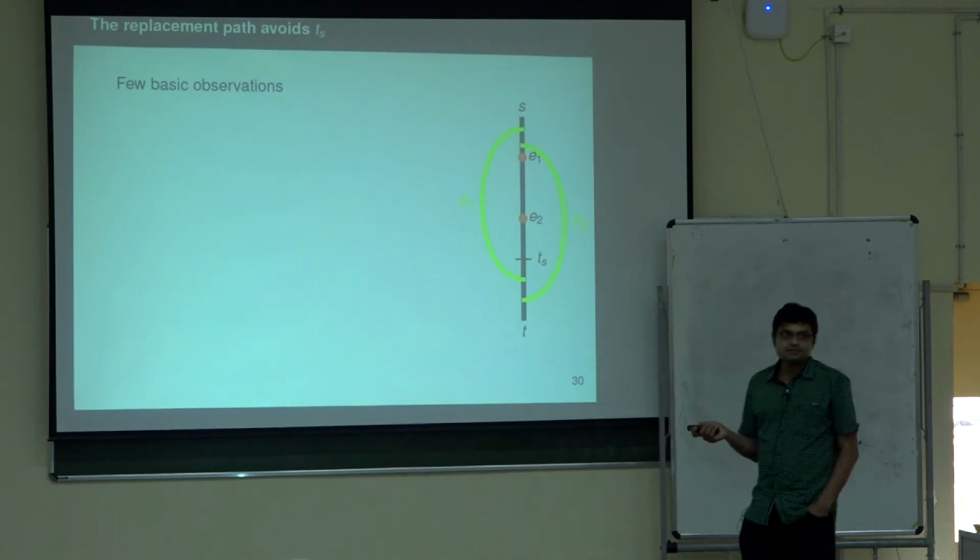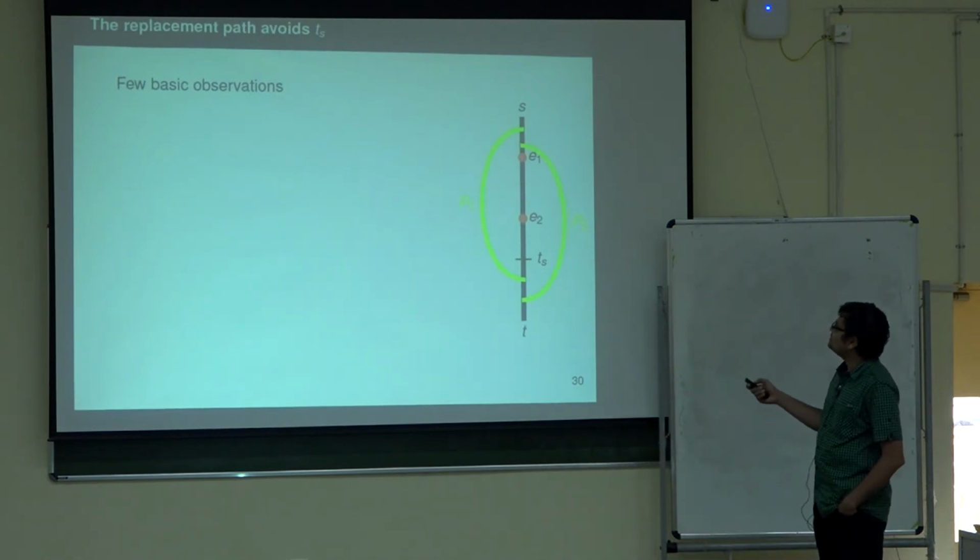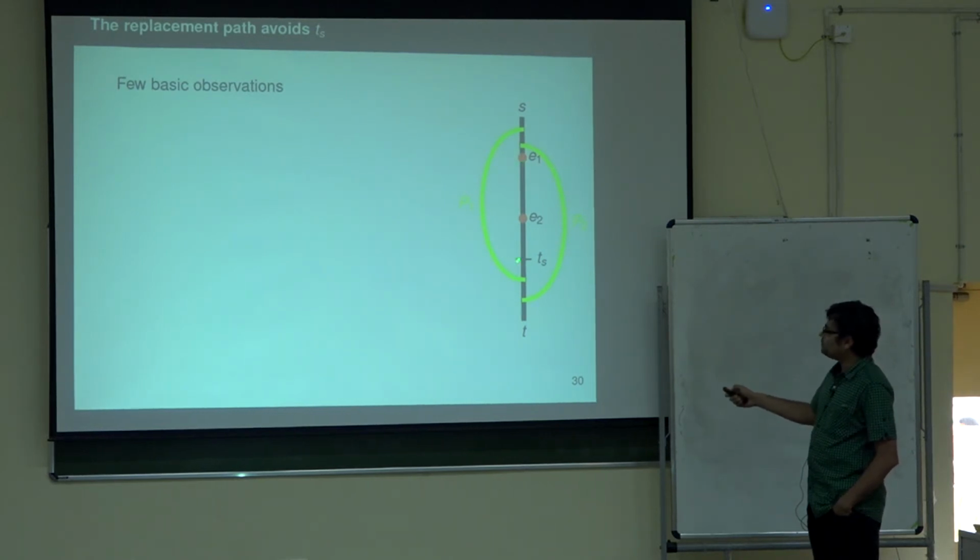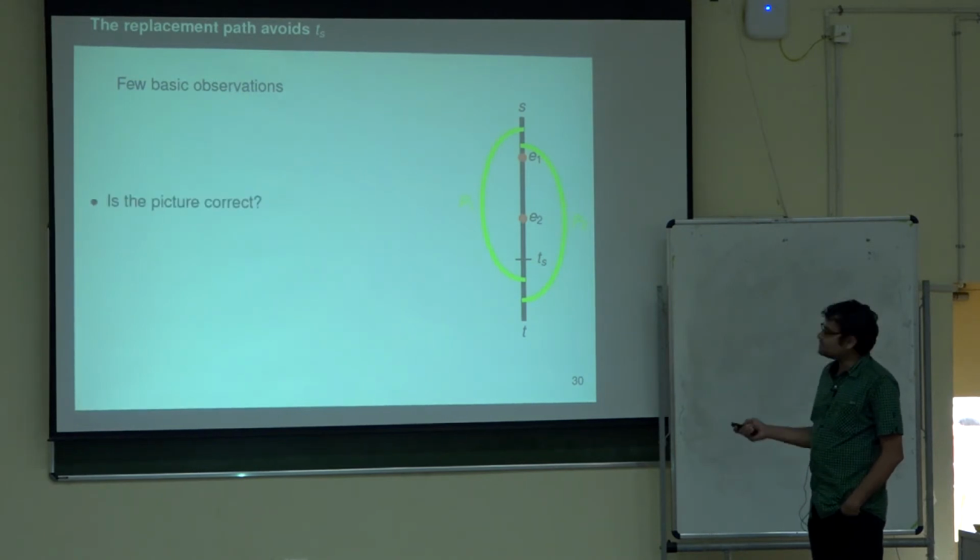So let's look at some basic observations first. Suppose P1 is a path which avoids this edge E1 and it avoids TS2, and P2 is a path which avoids E2 but it is also avoiding TS2. So is this picture correct? Can these two replacement paths exist?